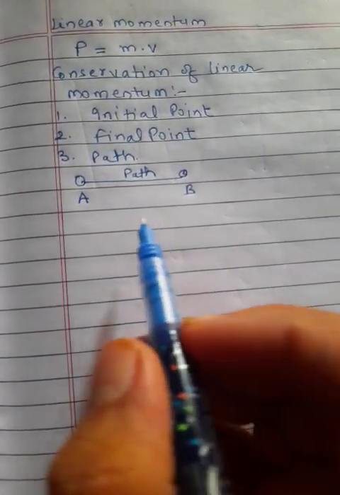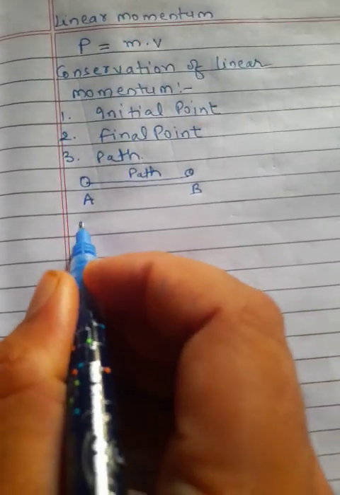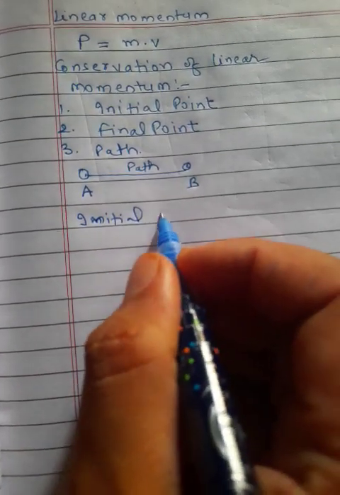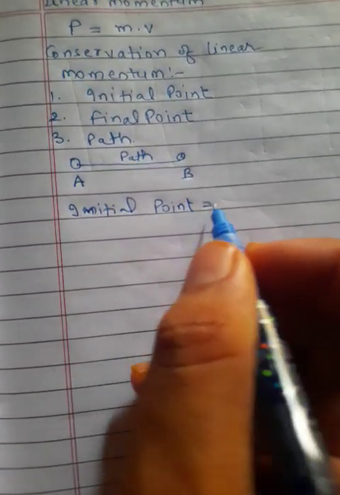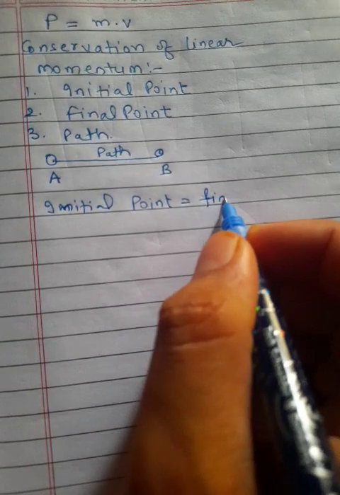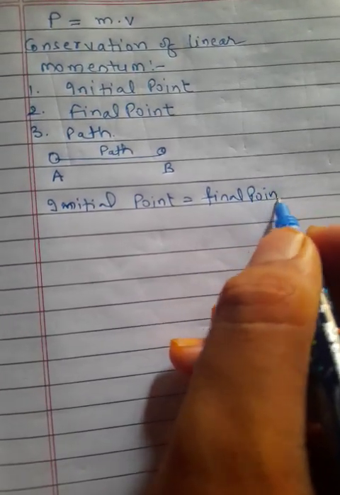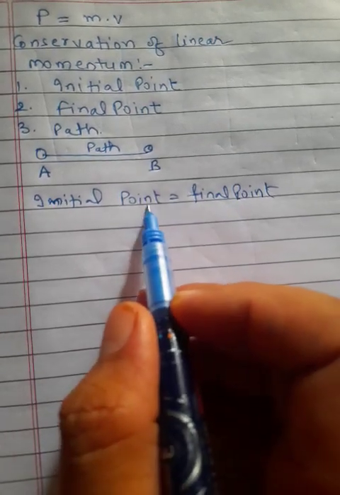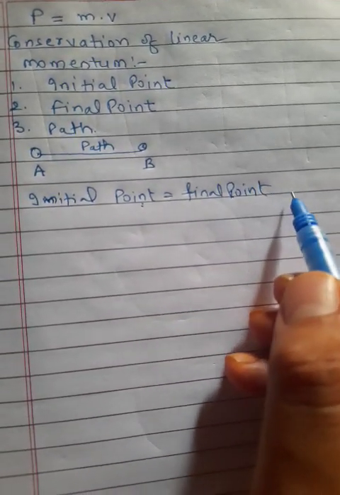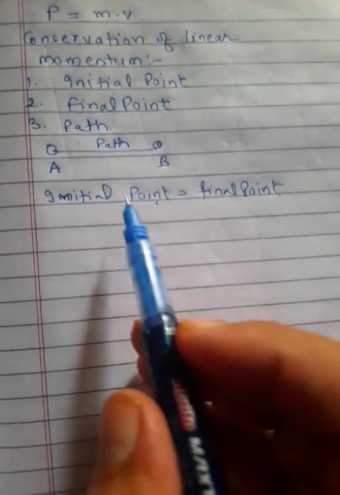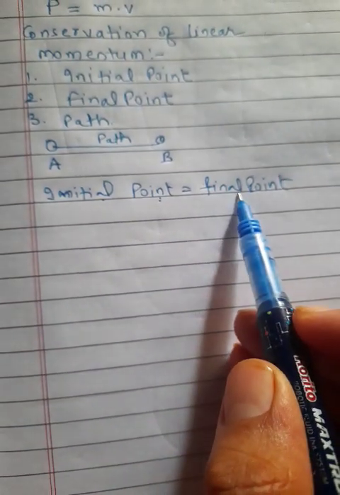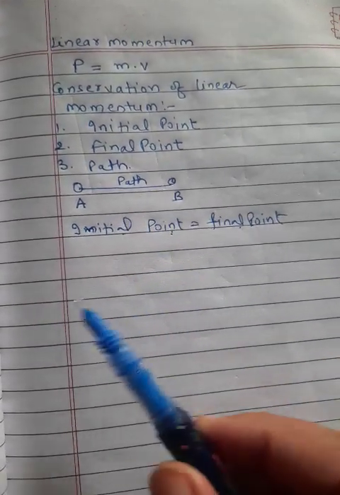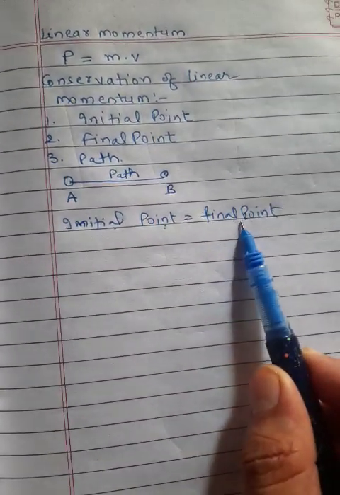If this is the first point, the initial point, and this is the final point, then in the case of conservation, initial point is equal to final point. When we take this point to this side, it will become negative, so we can say it equals 0. So we can say initial point is equal to the final point. Okay, so this is the simple understanding.